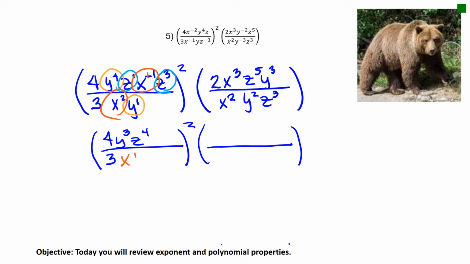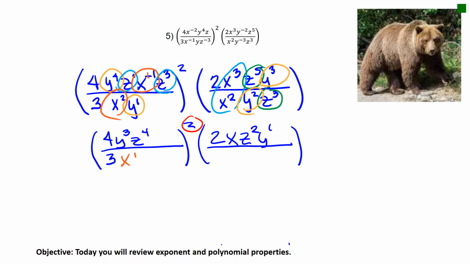For the other one, there's no creeper, but I'm still going to clean it up. The only number I have is 2. For the x's, 3 on top, 2 on the bottom. There's more on the top. Subtract, we get 1. For the z's, 5 on the top, 3 on the bottom. More on the top, stay on the top. Subtract, we get 2. And for the y's, 3 on the top, 2 on the bottom, more on the top, subtract, we get 1. I got to take this creeper right here, this creeper to everybody inside.